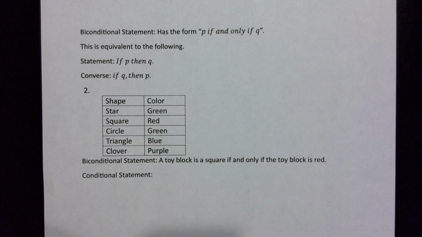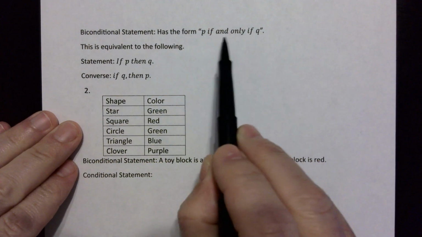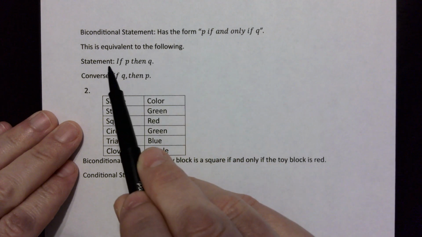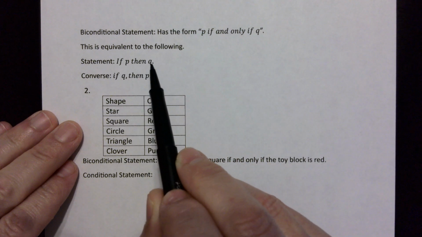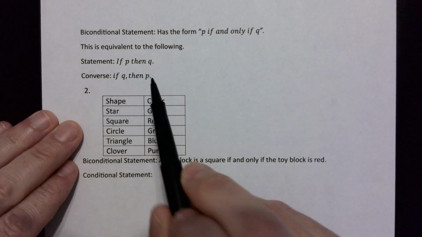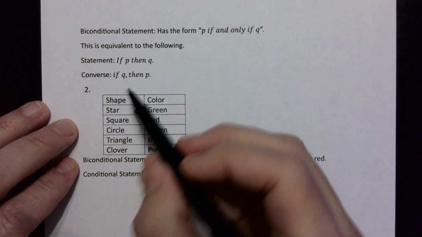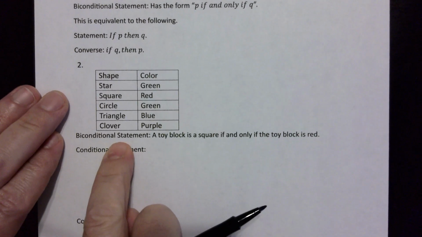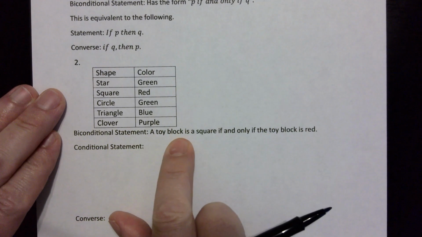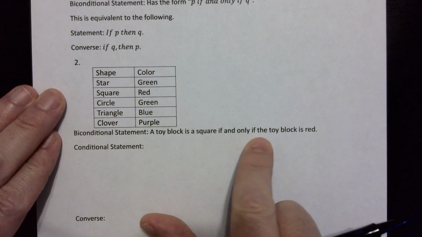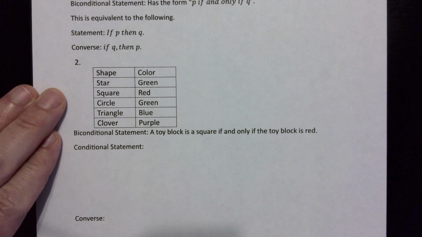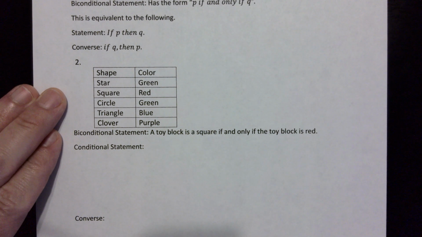Again, we've got this information. A biconditional statement has the if and only if in it. P is true if and only if Q is true, and it's equivalent to if P, then Q, and the converse of that would be if Q, then P, just like the last problem. This time we have shapes and colors. The biconditional statement we're given is: a toy block is square if and only if the toy block is red.